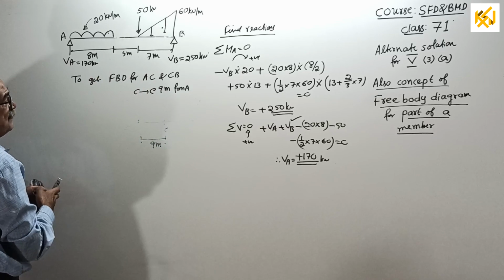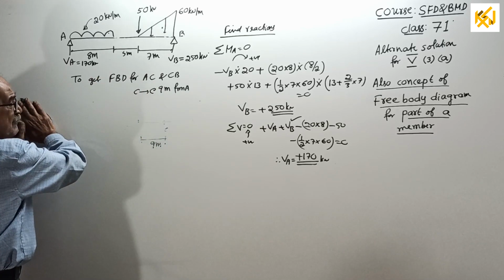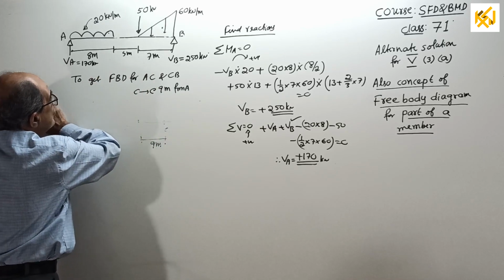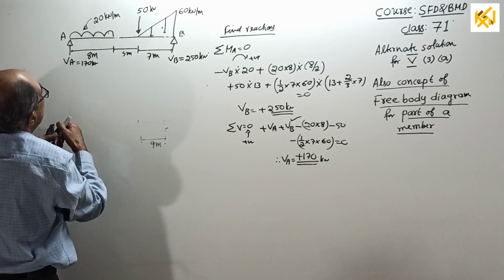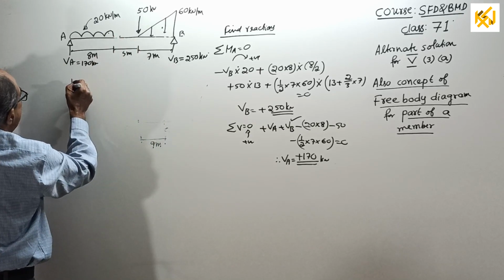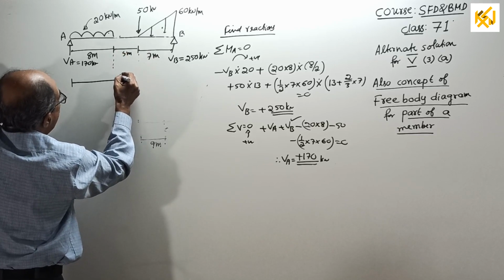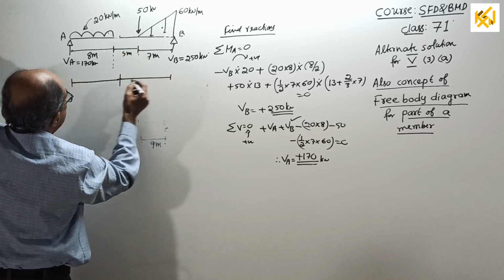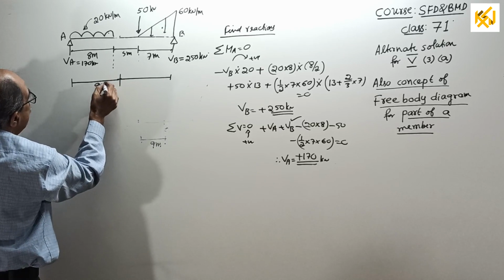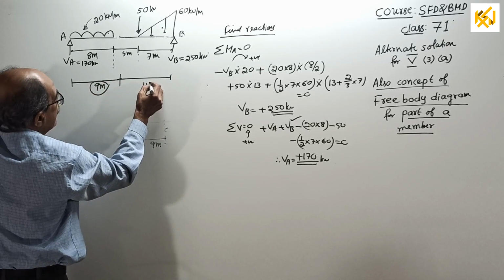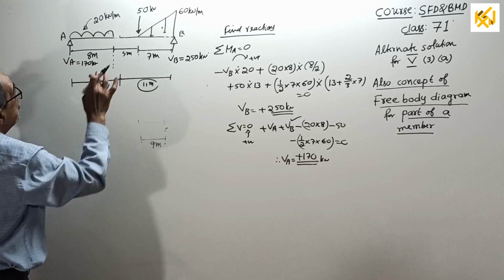Therefore, what I will do now is, if you want free body for those two portions, I will see where C is. It is somewhere here. If I project here, it will come somewhere here and somewhere here. This is 9 meter given in the question. This is 11 meter. Now see the principle of free body.